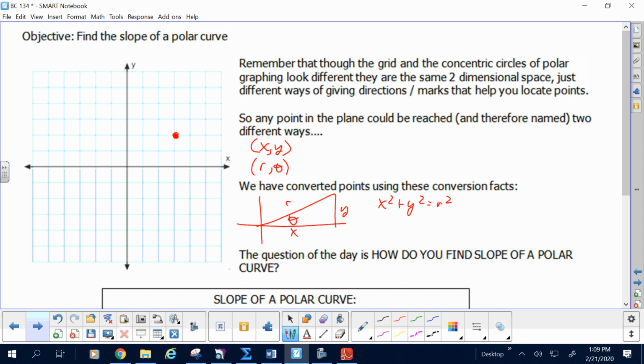Oh, later on next year you'll do spherical coordinates and cylindrical. So cool. Go ahead. r cosine theta is x. x is r cosine theta. y is r sine theta. One more.